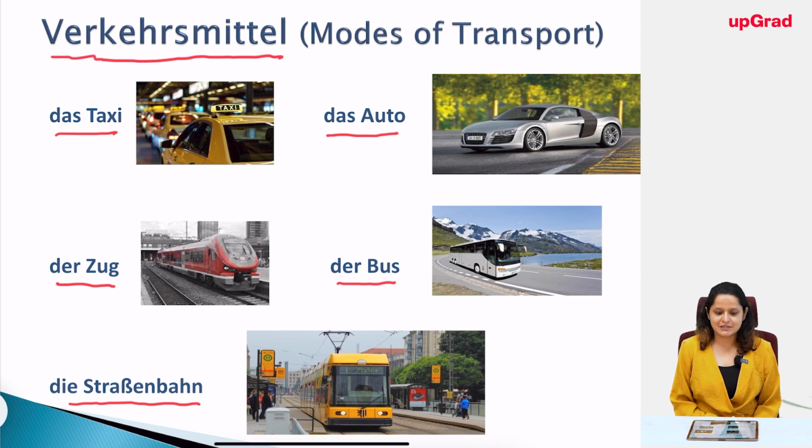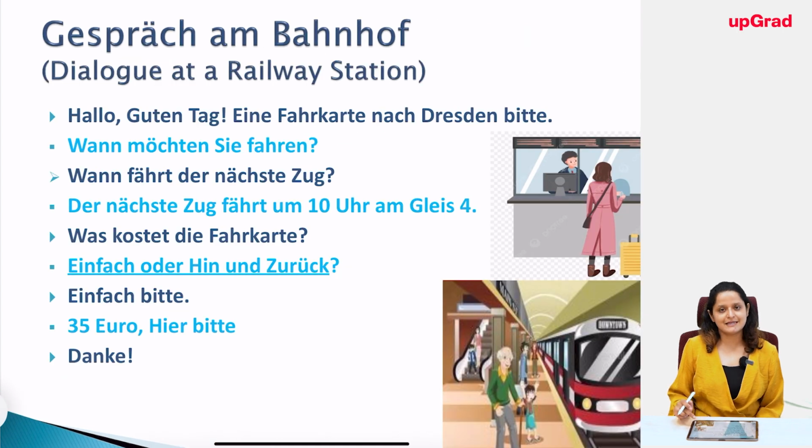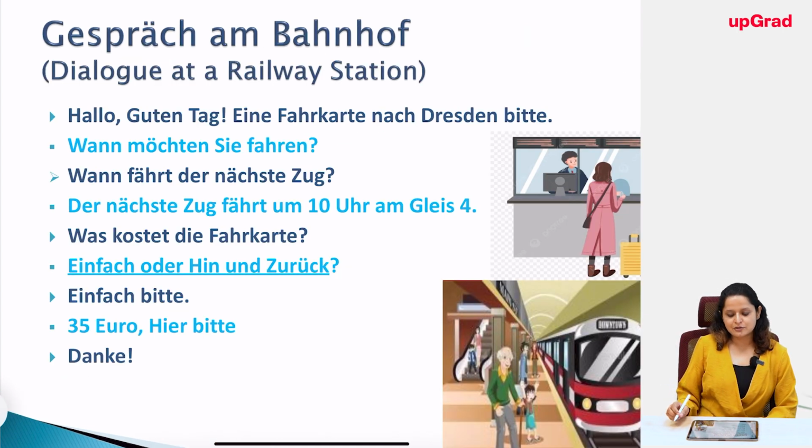I'll repeat these once more. Das Taxi, das Auto, der Zug, der Bus, die Straßenbahn. So now let's assume we are traveling somewhere and we are taking a train. So here is an example of a very basic dialogue that you can have at a railway station. Also, you will learn certain terms here which are very important when you are traveling by a train.